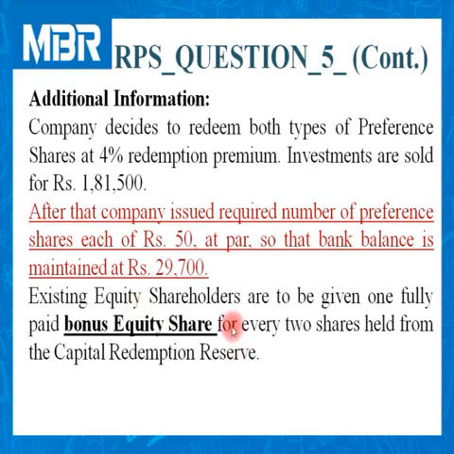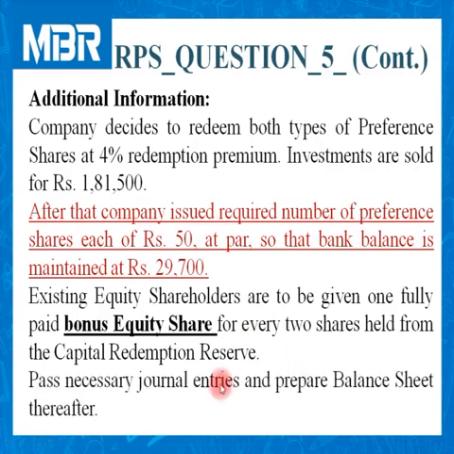Existing equity shareholders are to be given one fully paid bonus equity share for every 2 shares held from the capital redemption reserve, that is CRR, the reserve that we have created to redeem RPS from divisible profit. Pass necessary journal entries and prepare the balance sheet thereafter.